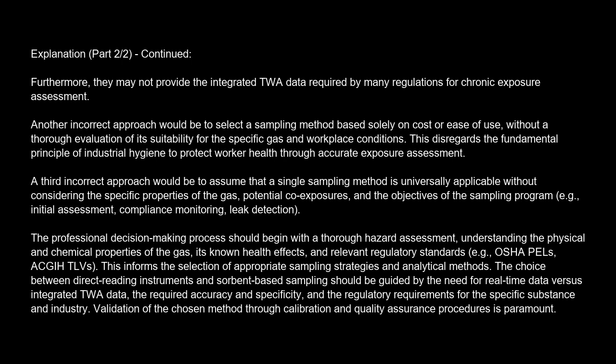The professional decision-making process should begin with a thorough hazard assessment, understanding the physical and chemical properties of the gas, its known health effects, and relevant regulatory standards, e.g., OSHA and ACGIH TLV. This informs the selection of appropriate sampling strategies and analytical methods. The choice between direct reading instruments and sorbent-based sampling should be guided by the need for real-time data versus integrated TWA data, the required accuracy and specificity, and the regulatory requirements for the specific substance and industry. Validation of the chosen method through calibration and quality assurance procedures is paramount.